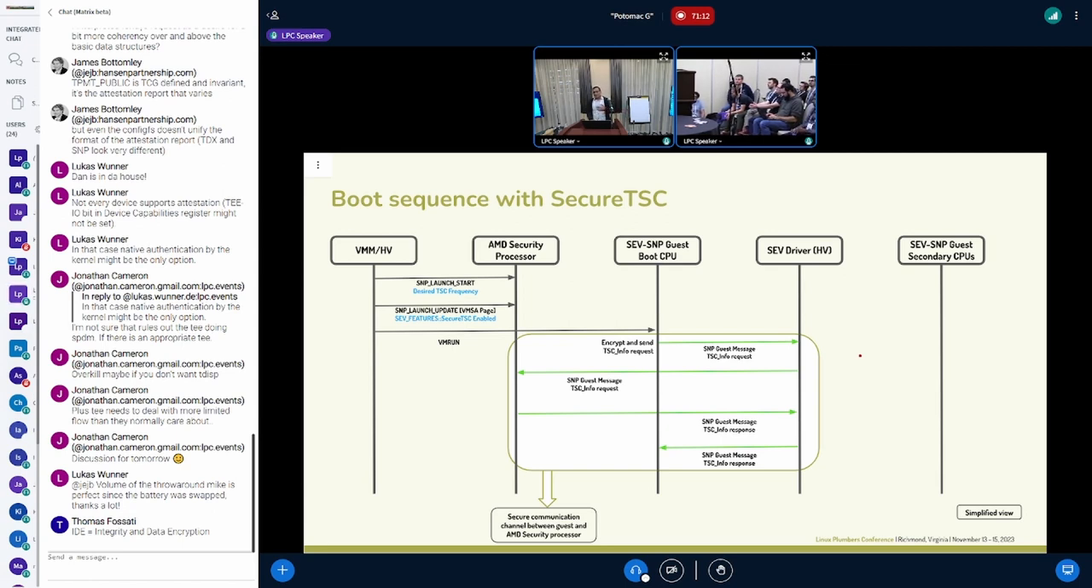So the boot CPU needs to talk to the AMD security processor, and there is a communication channel that is encrypted using the SNP guest messages.